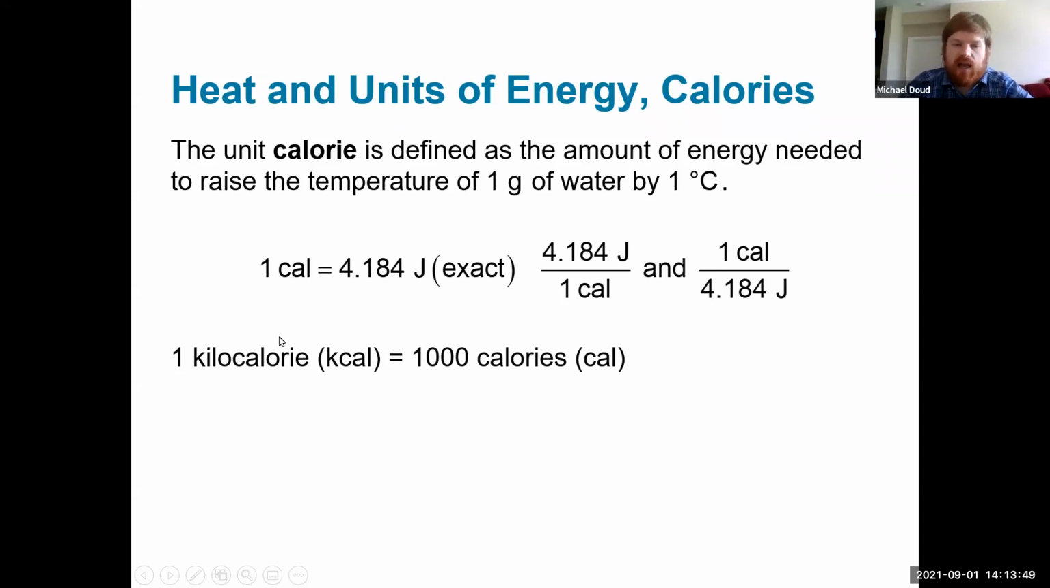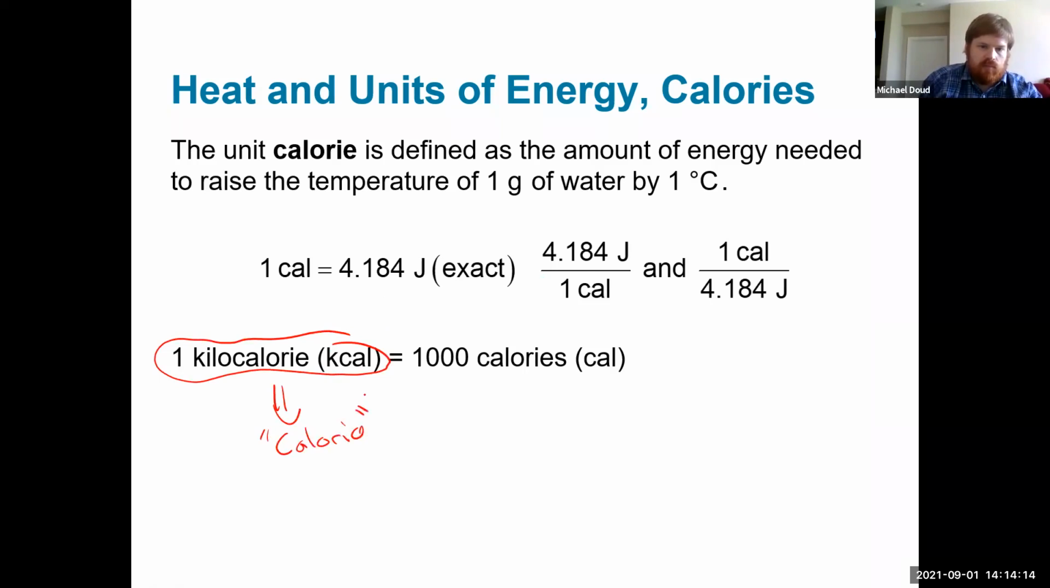Now, 1 kilocalorie, this is a useful unit here, is equal to 1,000 calories as before. And there are actually two ways to write it. So let me get the notes up here. Very confusingly, this kilocalorie is equal to our Calorie, or what we call the nutritional calorie.